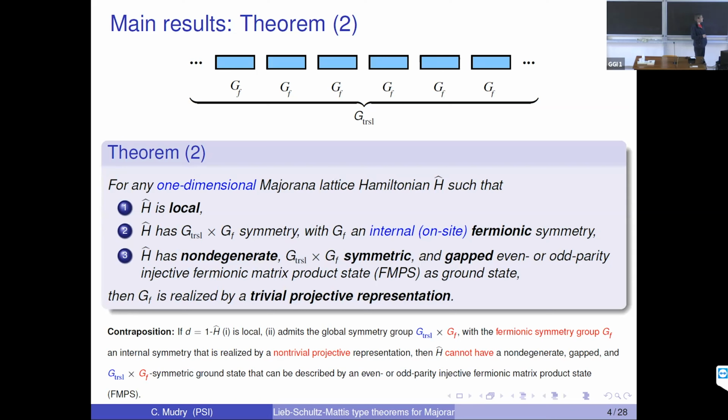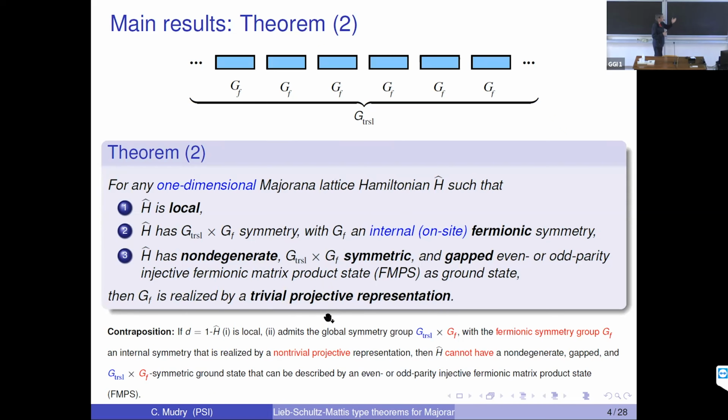Hypothesis 3 is that H has a non-degenerate, symmetric, gapped ground state, and now you could say it's a ground state, but I'm going to be more precise. It is an even or odd parity injective fermionic matrix product state, which is a ground state by assumption. So I'm not saying it is any ground state, I'm saying it is an FMPS ground state that is either of even or odd parity. And when I restrict myself to FMPS states, then I can prove rigorously that GF is realized by a trivial projective representation. So there are two keywords, trivial and projective, and I will explain when we go through the proof what I mean by trivial projective representation. And that's the main result of today's talk.